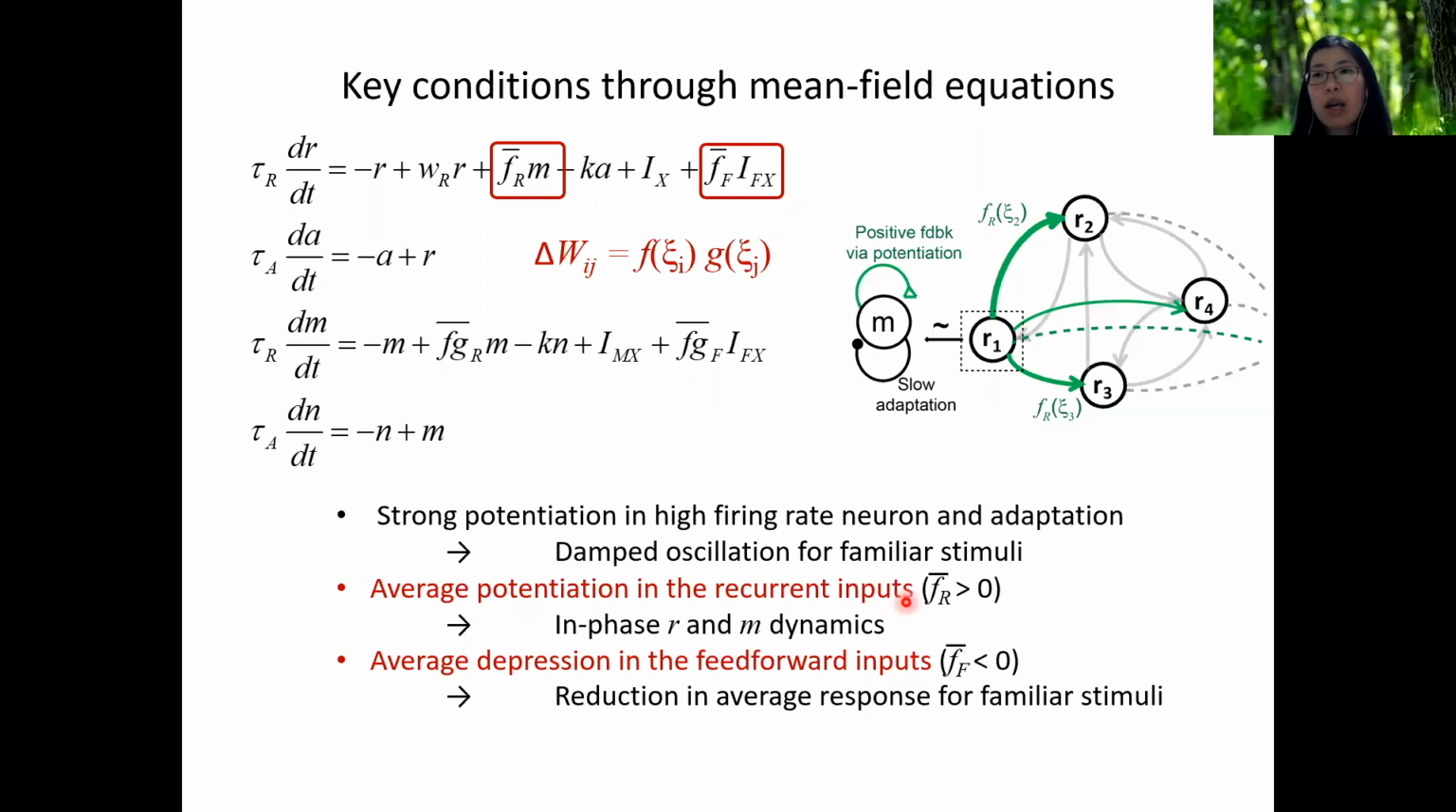Time average response: to replicate this reduction in the fire rates, there should be some dominant depression, although there is some potentiation in the high fire rates. But to mimic this in-phase mean and maximum response, these temporal changes suggest the average potentiation rather than an average depression. Then to account for the reduction in the fire rates, it requires the depression in the feedforward connection. Okay, that's the reason why I added this feedforward synaptic plasticity.